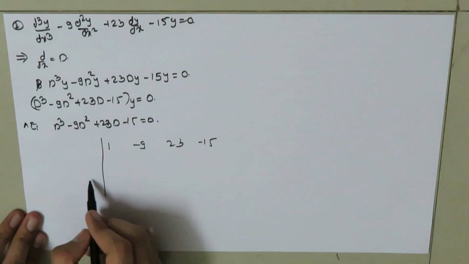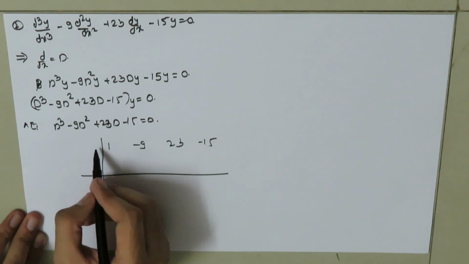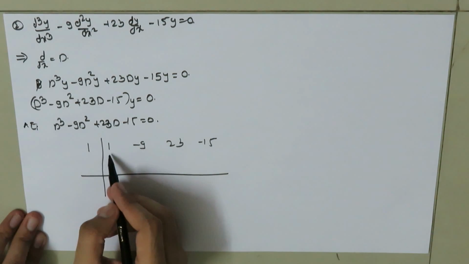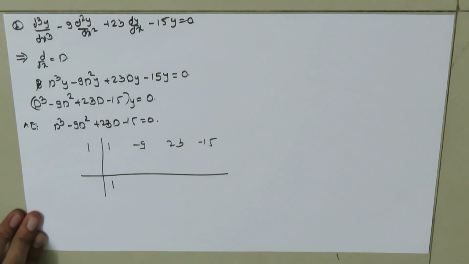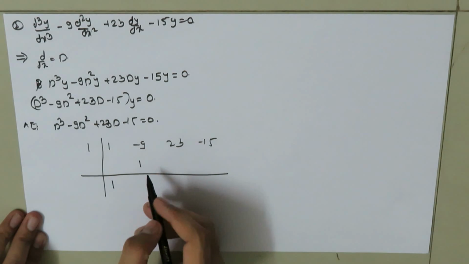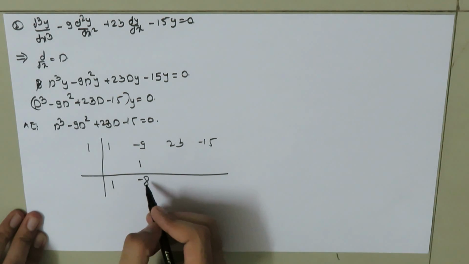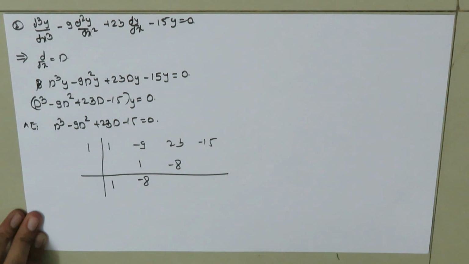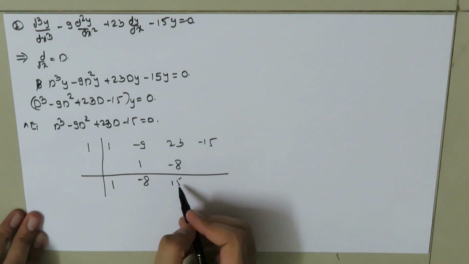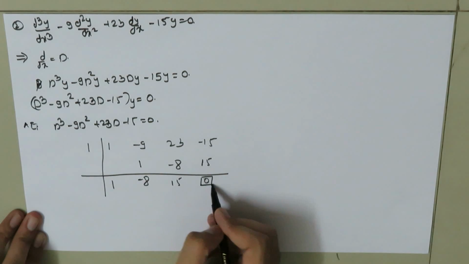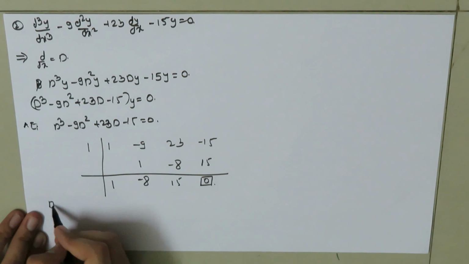So first we are going to try by dividing this by 1, so this will be 1 in the bottom. So 1 times 1 is 1, and minus 9 plus 1 is negative 8, so negative 8 times 1 is negative 8 and this will be 15. So 15 times 1 is 15, and we got 0, means D is equal to 1 is our one root.